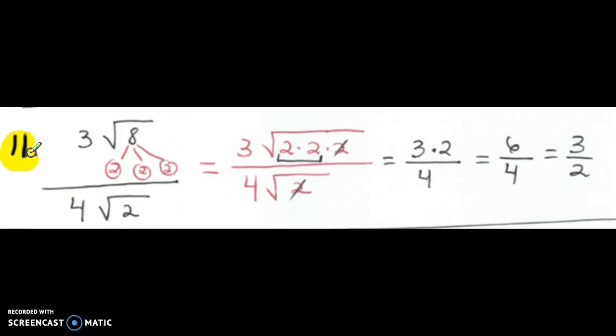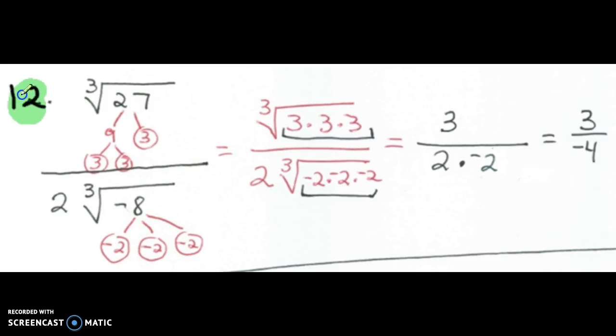In problem number 11, I have 3 times the square root of 8 divided by 4 square root of 2. I am going to factor 8: 2 times 4, and I factor 4 as 2 times 2. That's where I got these 2's under the radical. And I notice right away these 2's will reduce with each other. So I am looking for sets of 2's to come out. I have a set of 2. That's where this 2 came from. So I'm going to go ahead, 2 times 3, divided by 4. That's how I got 3/2.